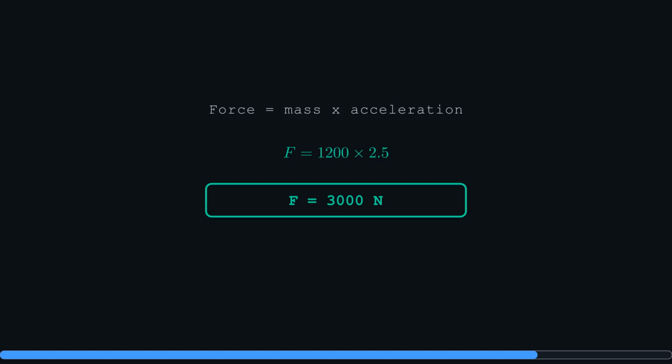Force equals mass times acceleration. 1,200 kilograms times 2.5 meters per second squared gives a required force of 3,000 newtons.